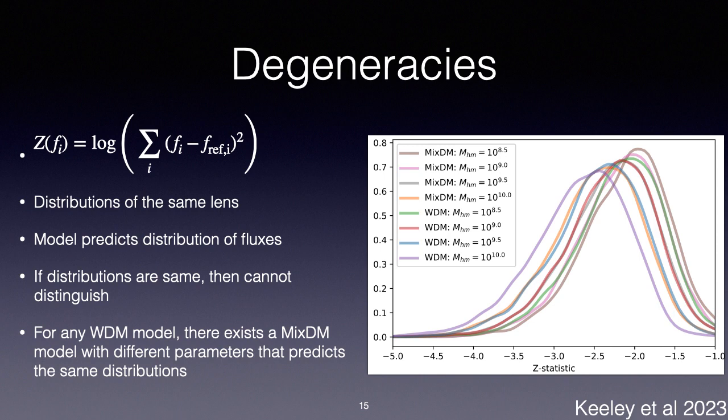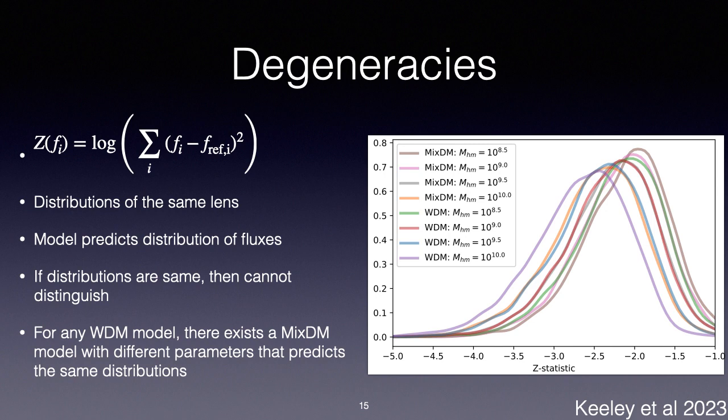To compress the information in these distributions, we introduce the Z-statistic, which summarizes how different the simulated flux ratios are from the flux ratios predicted by the bare main deflector, which I refer to as the reference flux ratios in the equation here. So with the Z-statistic, we can begin to answer the question, can we tell the difference between mixed dark matter and warm dark matter with our strong lenses?